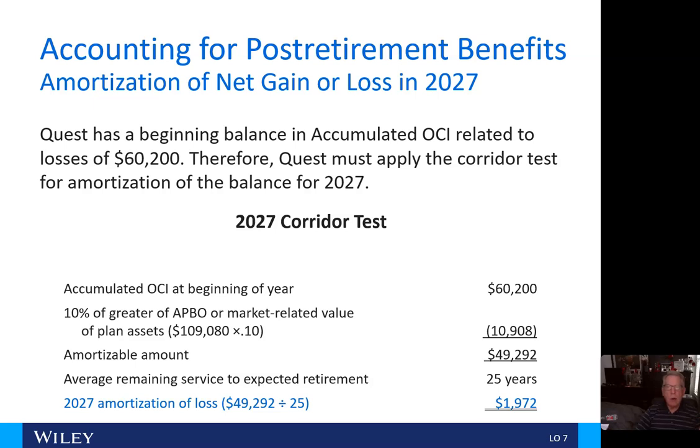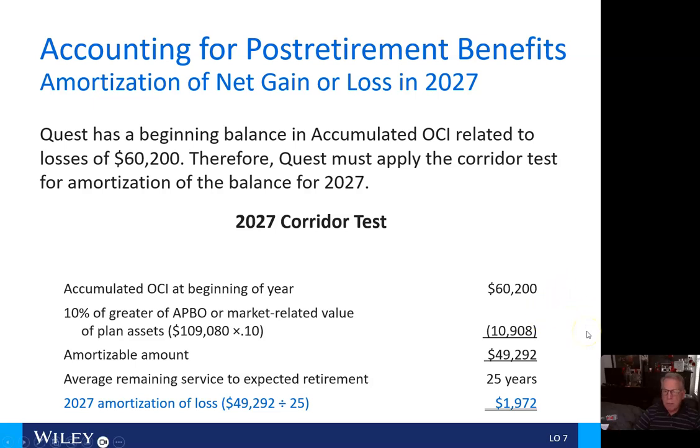Amortization of the net gain or loss in 2027. Quest has a beginning balance in accumulated OCI related to losses of $60,200. Therefore, they must apply the corridor test for amortization of the balance for 2027. The accumulated OCI at the beginning of the year is the $60,200.